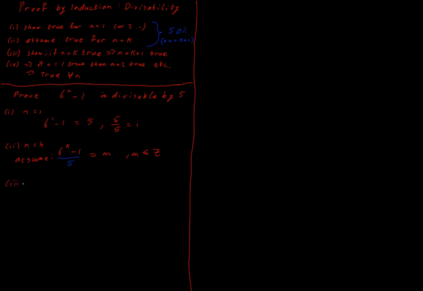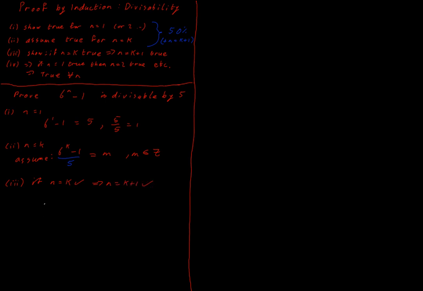Now, stage 3 is a little bit different than it was for the series proof. My aim is still identical. If n is equal to k is true, then n is equal to k plus 1 must also be true. That's still going to be my aim.